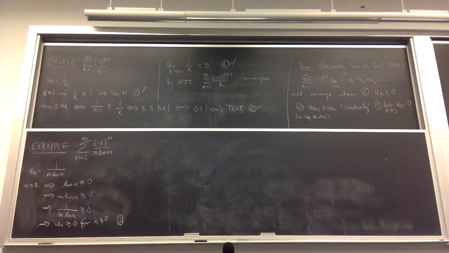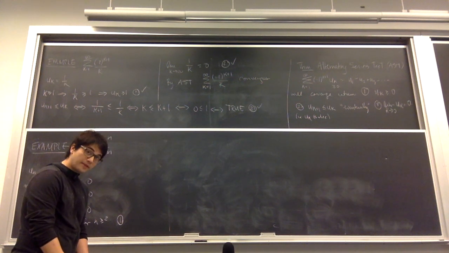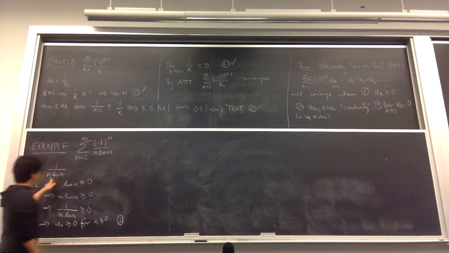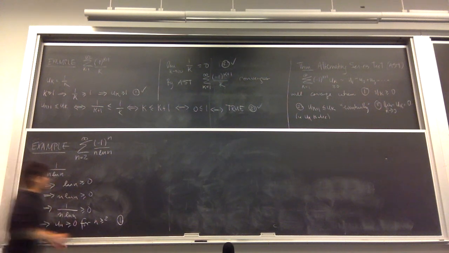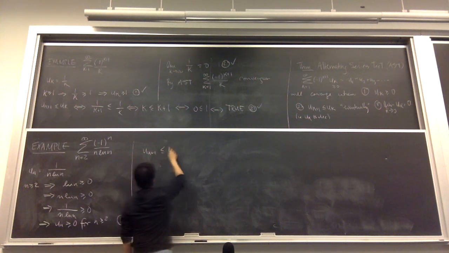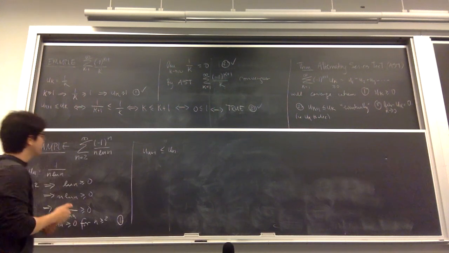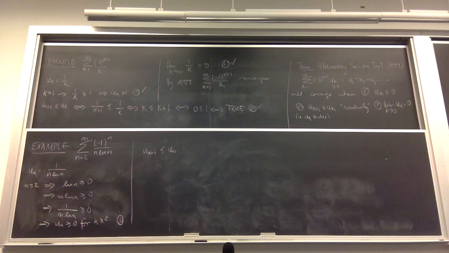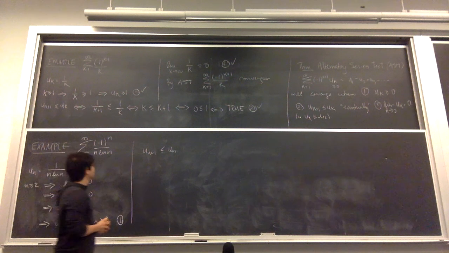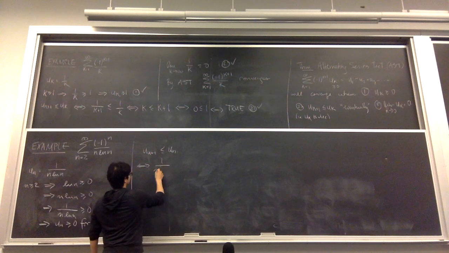Okay, next condition. What do we have to show? Yeah, we have to show that these are decreasing somehow. So can we show that u_(n+1) is less than or equal to u_n? How can we do this? Well, we use the same argument we used there. We showed that 1 over (n+1) ln(n+1) is smaller than 1 over n ln n.